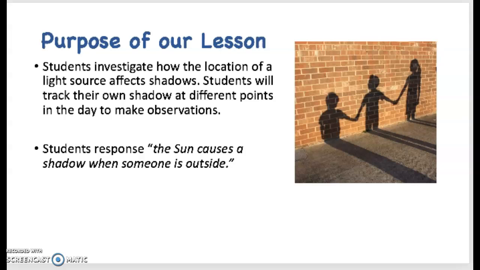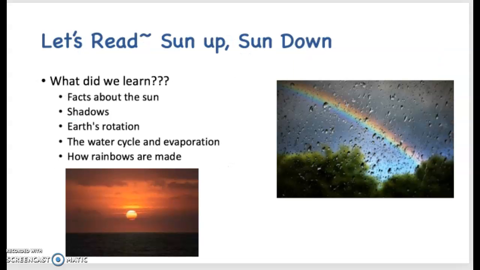One of the students, when doing this lesson, told me that the sun causes a shadow when someone is outside. That is a correct statement. So I'm going to continue. We will continue on by reading Sun Up and Sun Down.